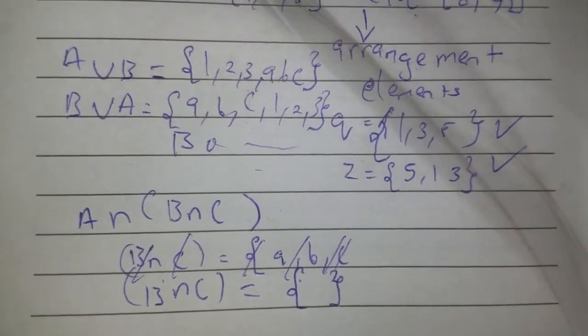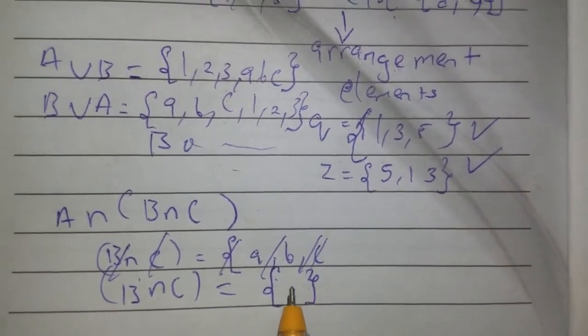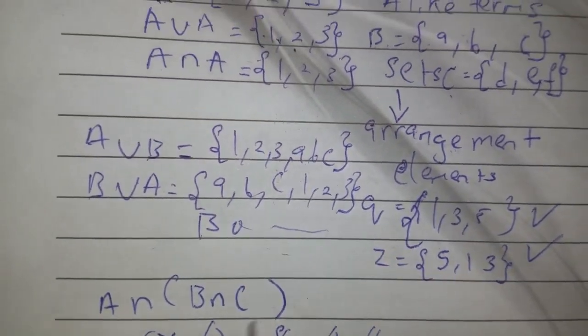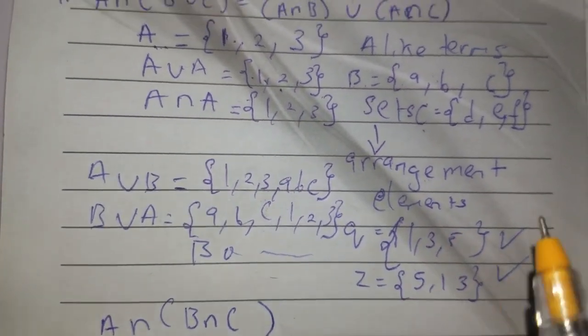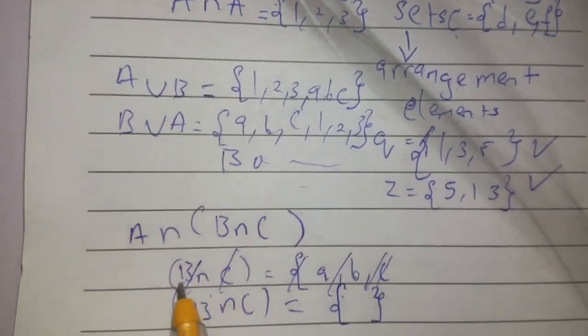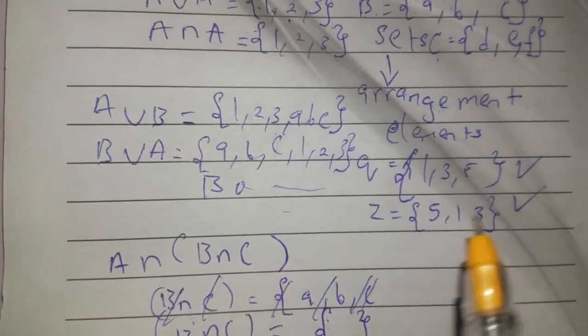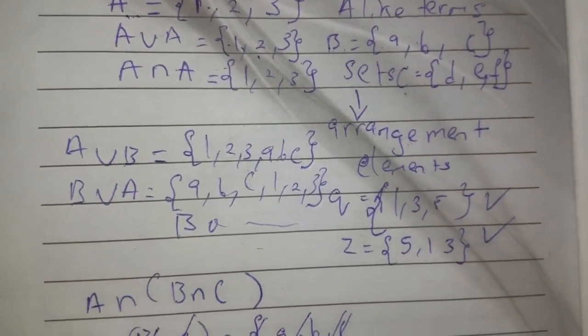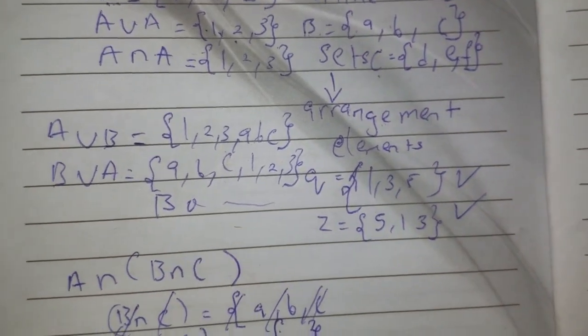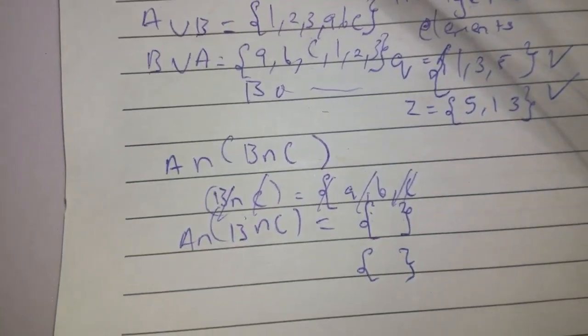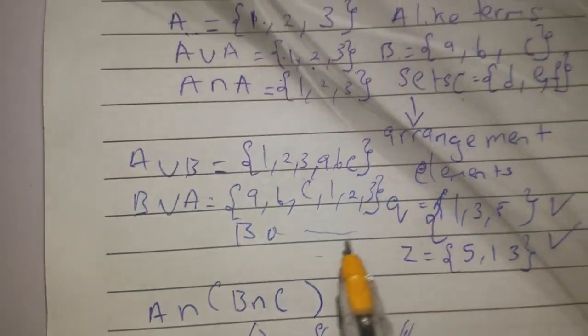Okay? B intersection C is going to be a null set there because they have no alike elements. So A intersection B intersection C is also going to be a null set. Alright? So let me move on.